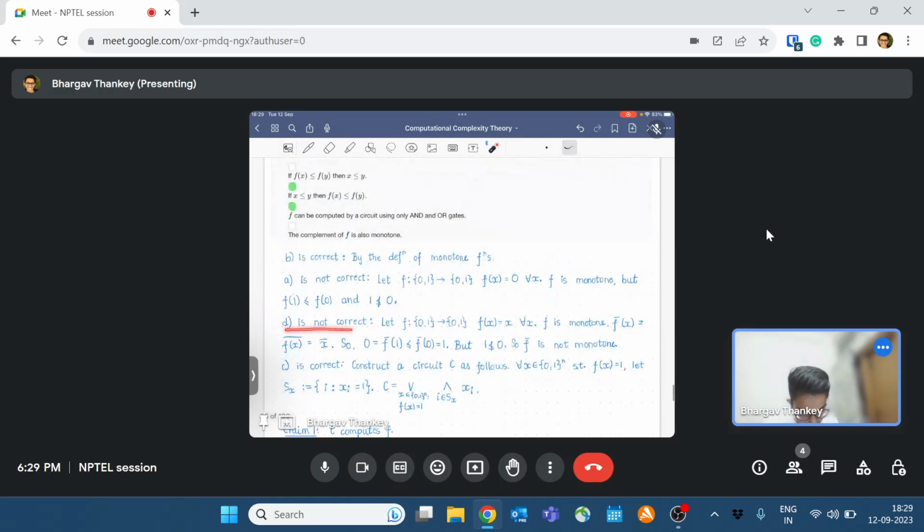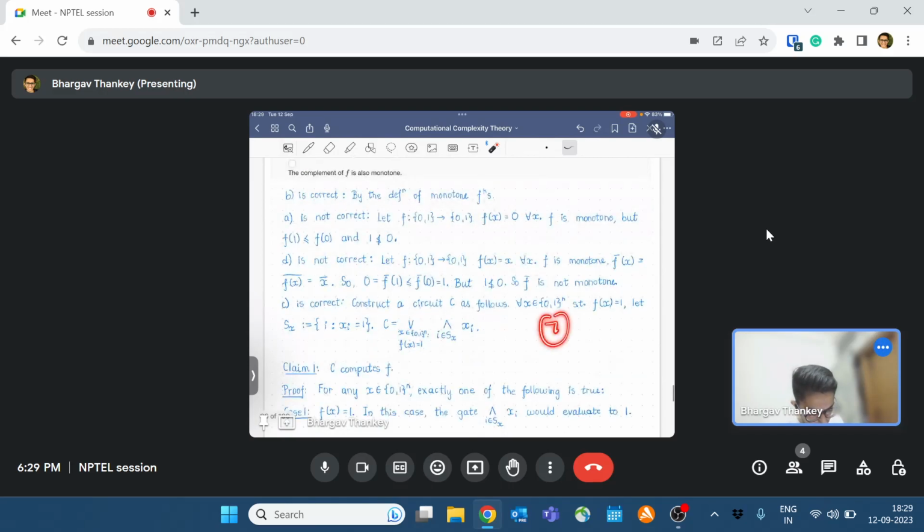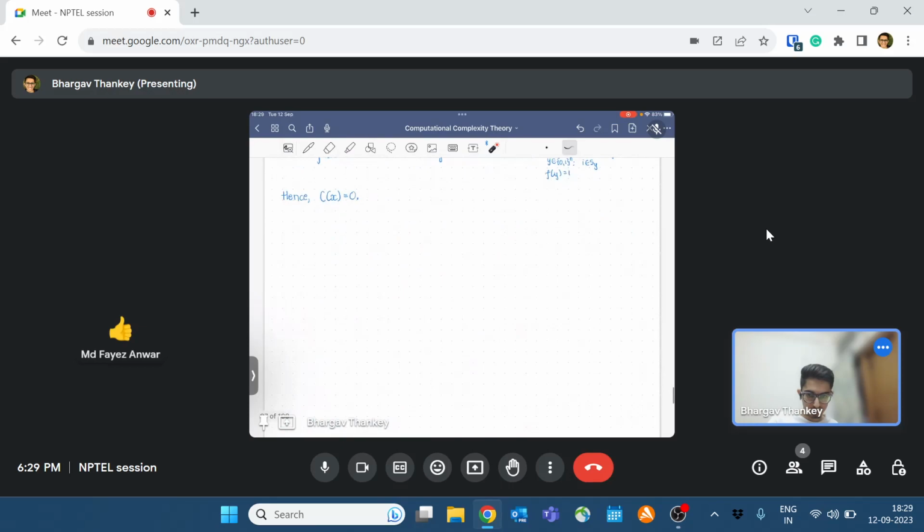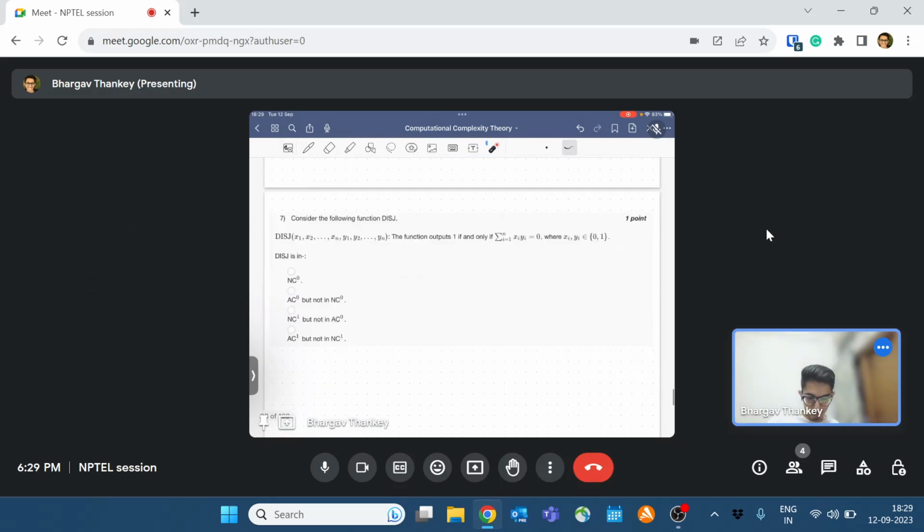Option B. So over there, the circuit was just this, right? Okay, so then let's look at the next problem.